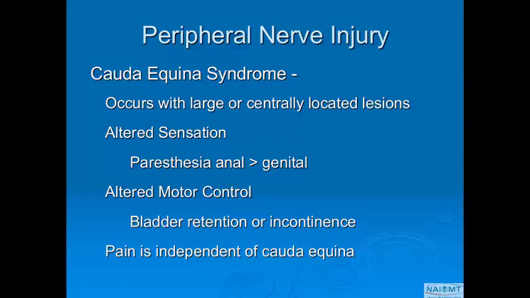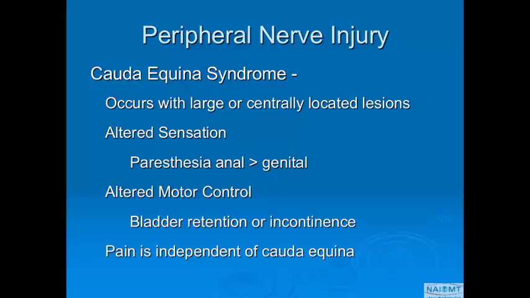Since most of us aren't doing a detailed sensory examination in this region, I typically ask my patient, how does it feel when you wipe yourself after having a bowel movement? Does it feel normal or kind of funny? Motor control is affected in cauda equina through bowel and bladder dysfunction and sexual dysfunction.